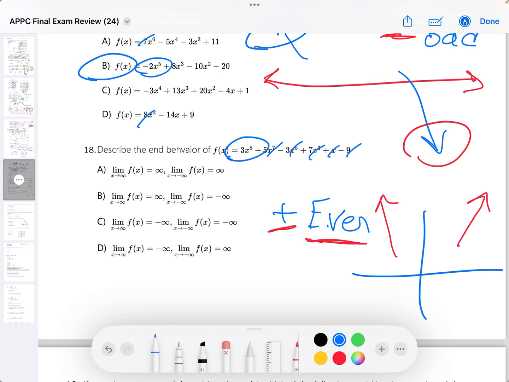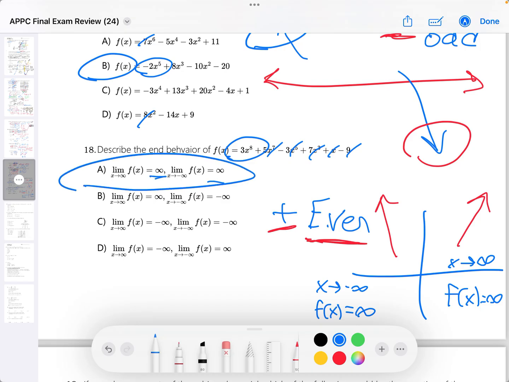So therefore, I'm looking for, as x approaches infinity, as I go to the right, f of x equals infinity. And the same thing on the other side, as x approaches negative infinity, I am also going up, meaning towards infinity. So I'm looking for positive infinity, and that will be my solution.